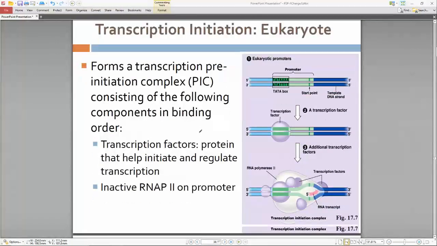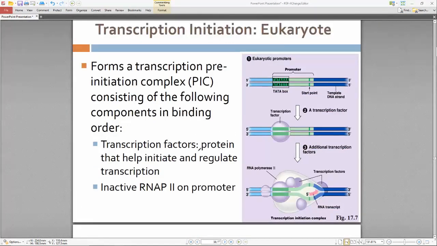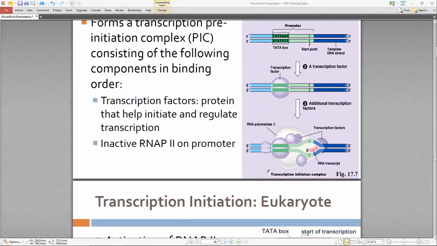But for eukaryotes, there's a complicated process where a transcription pre-initiation complex has to form by the following components binding in order. First, transcription factors, which are proteins that help initiate and regulate transcription, need to bind. So it's what's going on over here. And then an inactive RNAP2 has to bind onto the promoter. So all of these little circles that are not this big white thing are transcription factors, and this big white thing is RNAP2. So as you can see, many more steps involved.